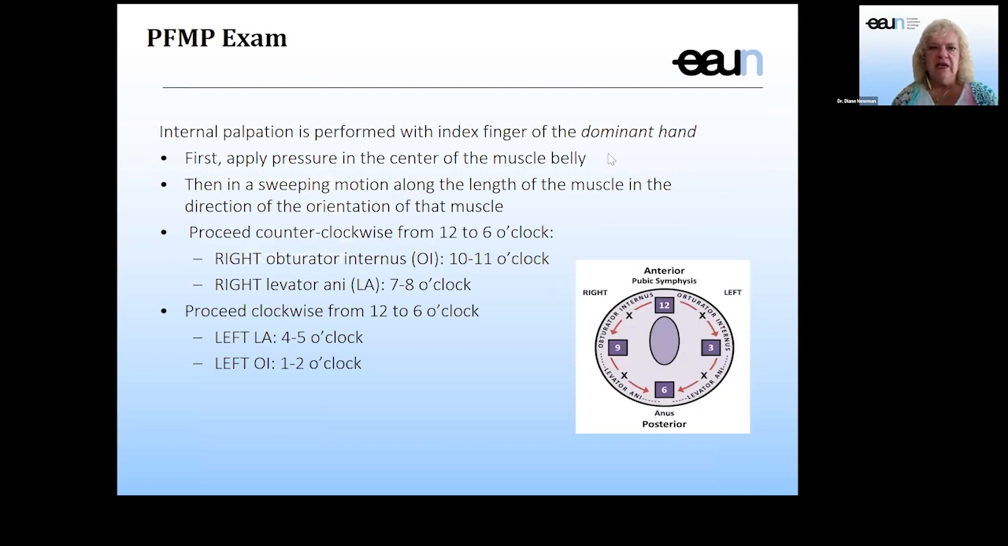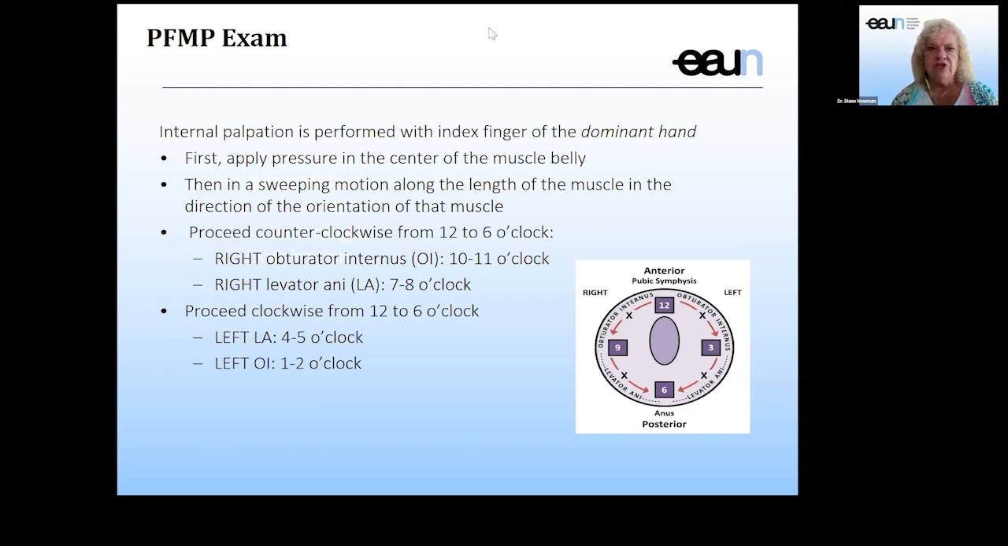Basically, with the index finger of the dominant hand, you first do the center of the muscle belly, and then you sweep along. And again, you use that clock. We actually made this clock to determine the obturator internus and the levator ani muscle, which you will be pressing on here and here, that's the right side, and here, similar to the pressure you had on the patient's thigh.